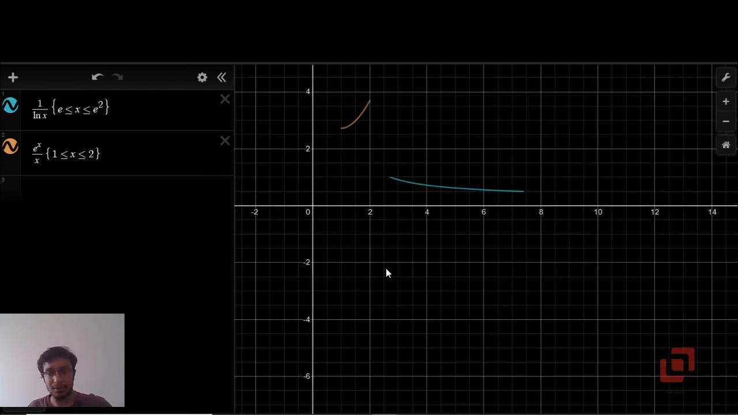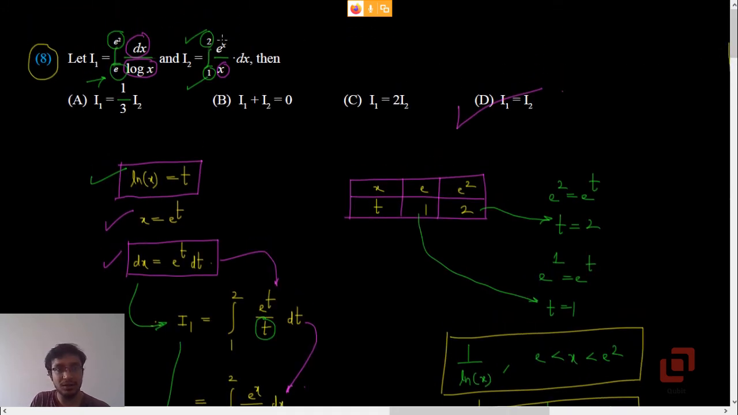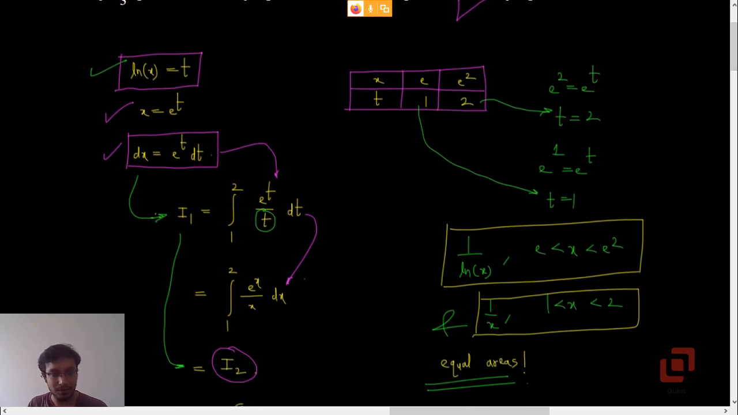Previously I said that the areas occupied by 1 upon log x when x lies between e and e squared, and 1 upon x when x lies between 1 and 2 are equal, but that is not the case because I forgot to consider the function e raised to x which is present in the second integrand. So it is not merely 1 upon x but e raised to x by x. Instead of 1 upon x it should be e raised to x upon x.